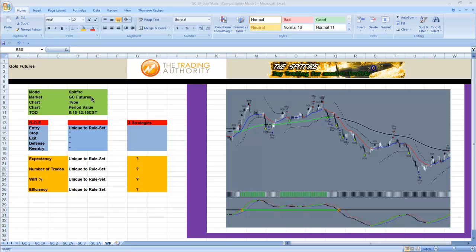Step two, you need to choose a market. We're going gold futures. You need to have a chart type and a period value for that chart. You also need to have a time of day that you would be trading. We're going to call that step one here for the foundation to this process.